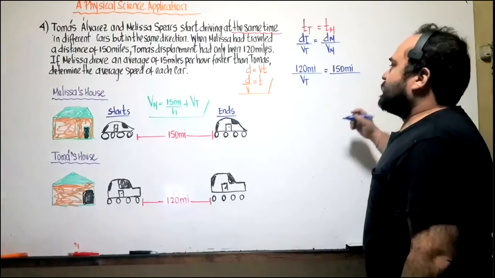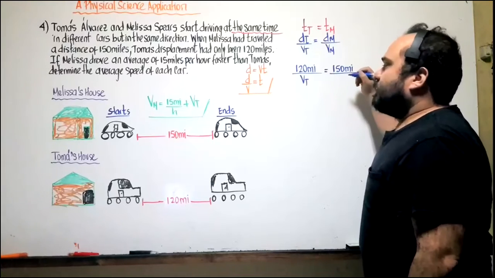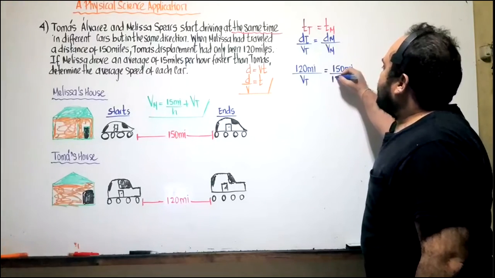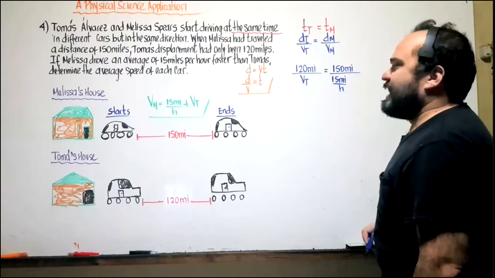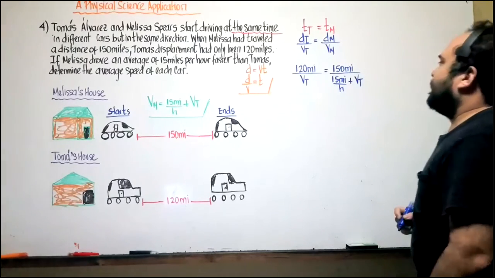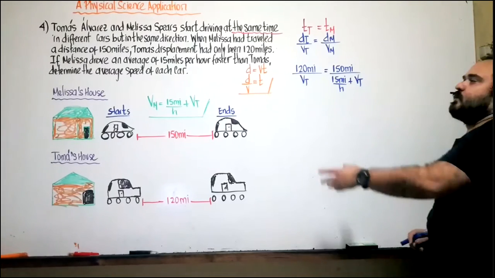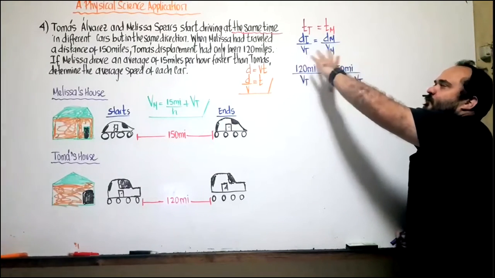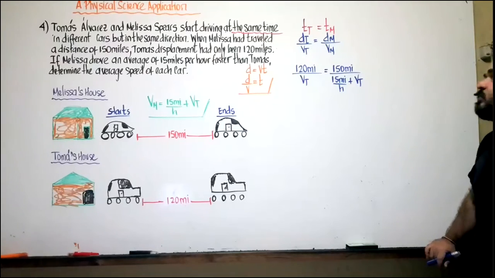In this situation, Melissa's speed will be 15 miles per hour, adding the velocity of Thomas. And we are creating a proportion. Remember, a proportion, because we have two fraction equations. And as soon as you remember, we can perfectly apply cross multiplication to solve these proportions.